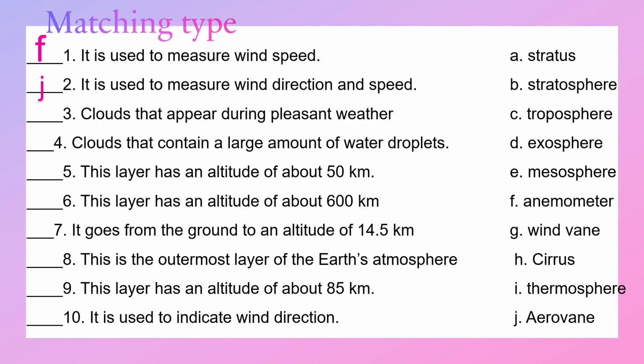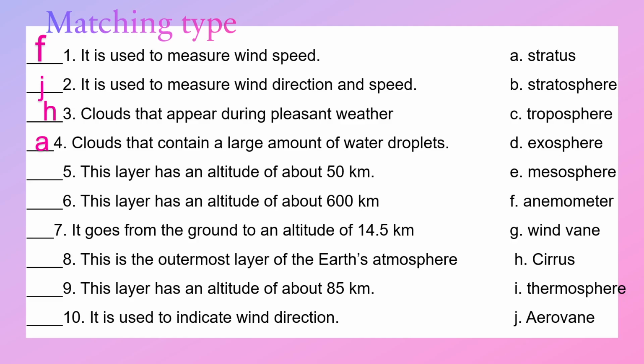Number 3, clouds that appear during pleasant weather. Okay, which type of clouds appear on the pleasant weather? Yes, that is correct. That is cirrus clouds. Okay, cirrus. Or we have the cumulus. Okay, they appear during pleasant weather. Next, how about number 4? Clouds that contain a large amount of water droplets. Yes, correct. That is stratus. Okay, stratus.